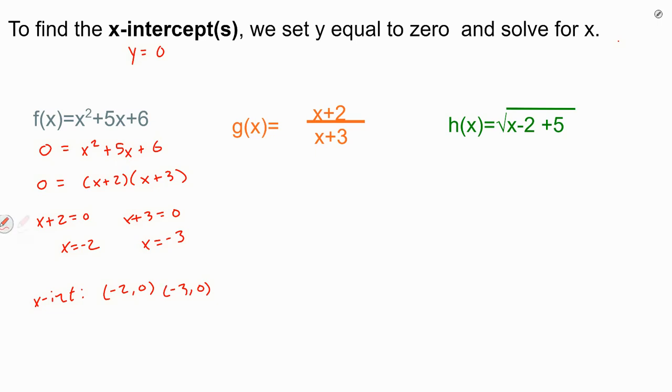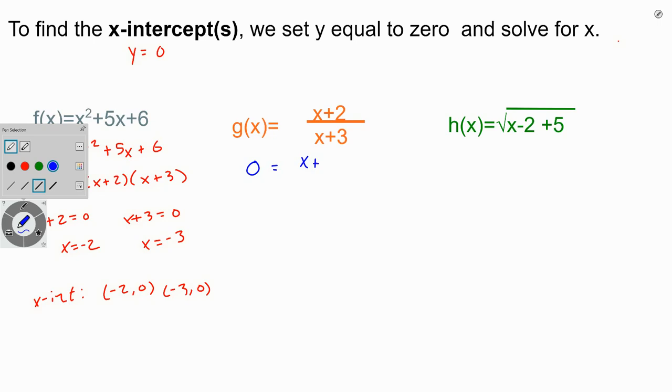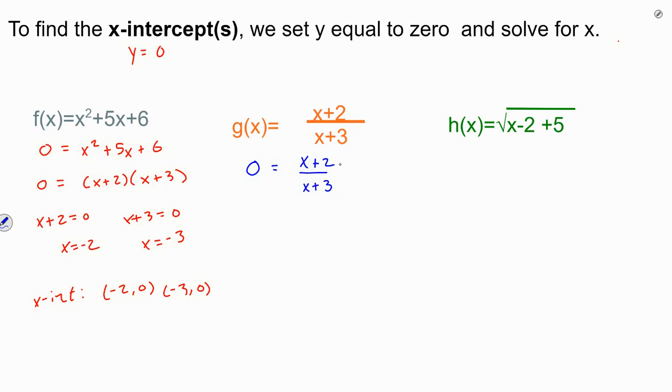Okay, so let's do the next one. Let me change colors here. So this is a rational function. So again, I'm going to replace the y with 0. And I'm going to solve this over x plus 3. So to solve this rational function, I'm going to multiply both sides by x plus 3. And what that's going to do is get rid of this x plus 3 in the denominator. So I'm left with 0 equals x plus 2. So then I go ahead and solve it. I subtract 2, so I have x equals -2 is my x-intercept. So I have -2, 0.